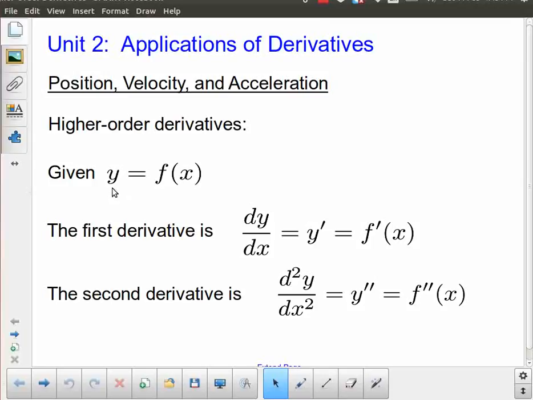So if we start off with some function, or if we're doing some sort of graph and it's just y equals f of x, then the first derivative, which is what we've been looking at so far, is dy by dx, the rate of change of y with respect to x, which we've also denoted in a short form as y prime, which we could also denote as f prime of x. So two of these are the prime notation, and dy by dx is the Leibniz notation.